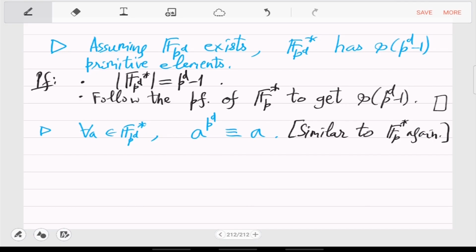So Fp^d star, whenever it exists, has p to the d minus 1 elements, and any element, when you raise it to p to the d minus 1, you get 1. And there are elements A whose order is p to the d minus 1. That is what the theorem above is saying. Maybe you are confused enough to see an example now. Let's do the example before we make it more complicated.